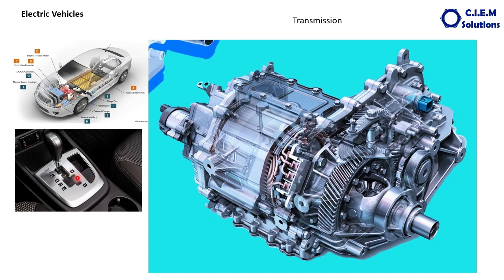N means neutral, so the motor will be neutral. Then D means forward. So there will be forward speed variation depending on the current available at the motor, as per the driver's requirement. Transmission is over.